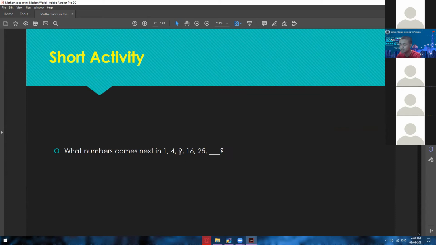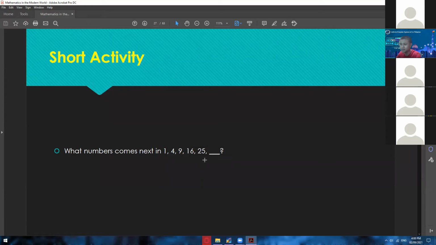You can call this the difference between those two numbers. Let's see, 4 minus 1 is 3. 9 minus 4 is 5. 16 minus 9 is 7. Di pala 8 dito, 7. So you can already see that the pattern is 3, 5, 7, and then 9. So it's incrementing by 2, and then you have to add that to the last number.